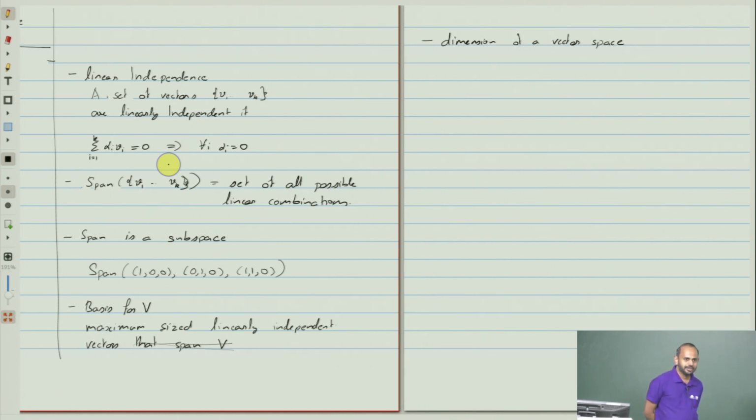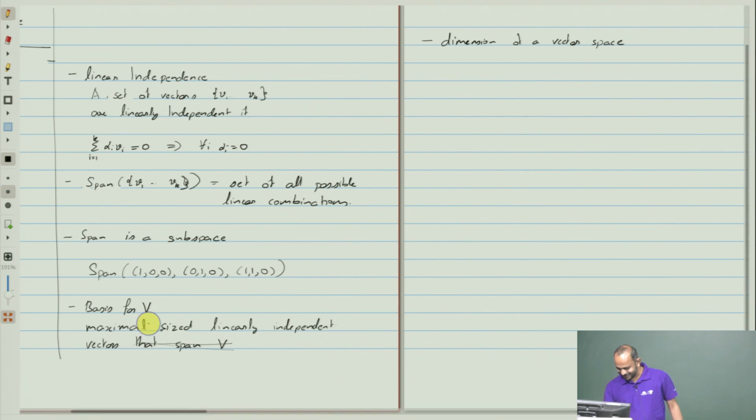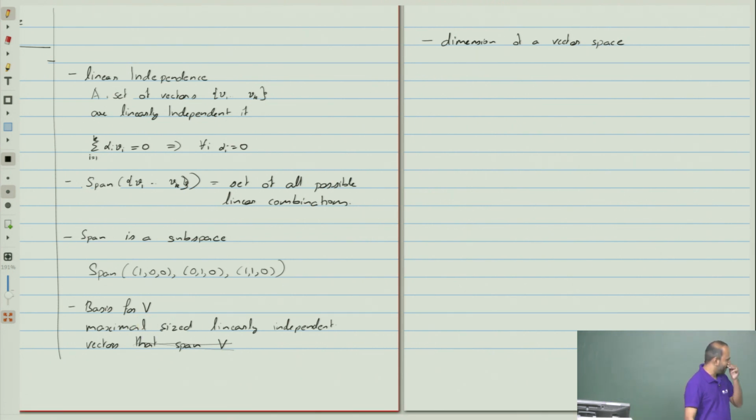Maximum, reconsider. So, instead of maximum, let me write maximal. Why? What is the difference? Yes, there is a very big difference between maximum and maximal. What is it?